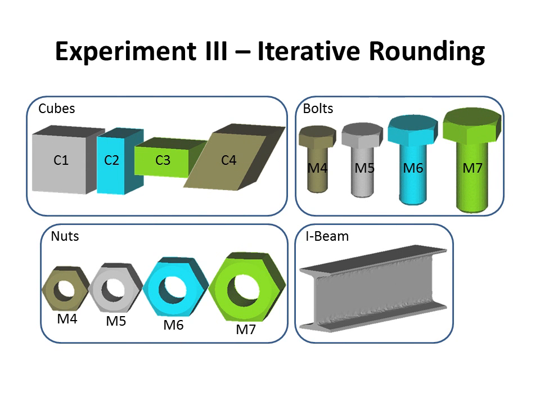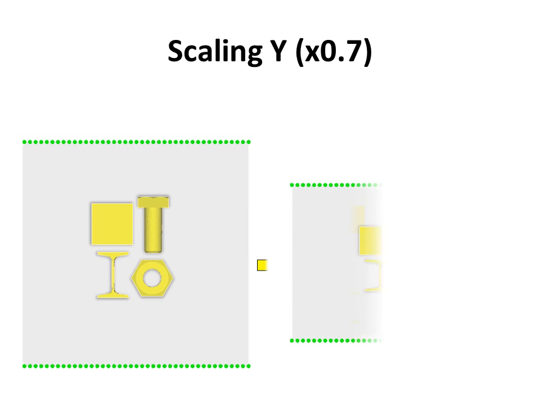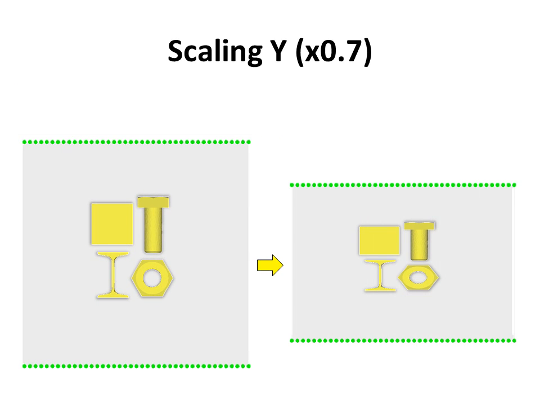In the third experiment, 4 element libraries are given. They are the element libraries of cube, bolt, nut, and I-beam. In this experiment, the components are embedded in a rectangular template domain. The template domain is then scaled down in Y direction to get the target domain as an illustration.